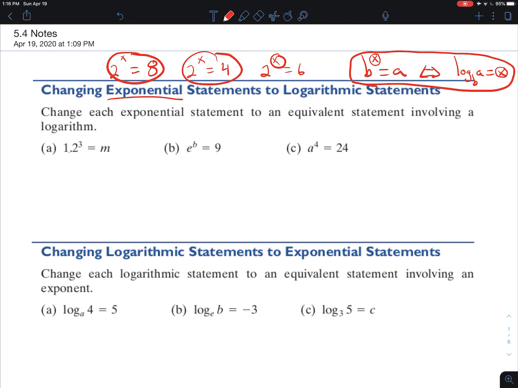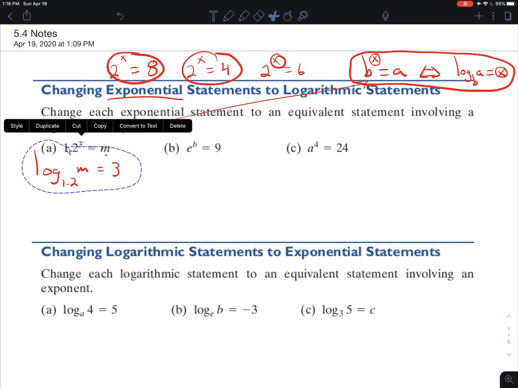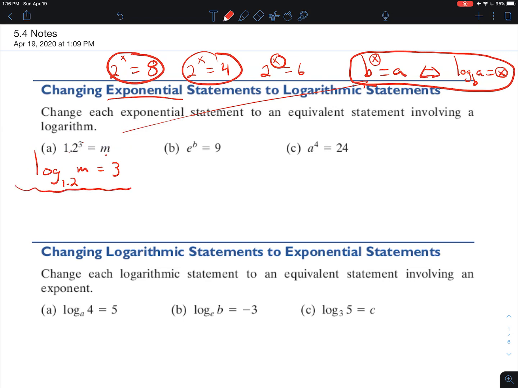And so this is b to the x equals a, if you want to use our example that we have over here. So that's going to be log, oh, son of a gun, let's try that again. Log base 1.2 of m equals 3. Now, another way of thinking about this, and it's not by any means elegant or anything. Let me move this up here. That's our answer.